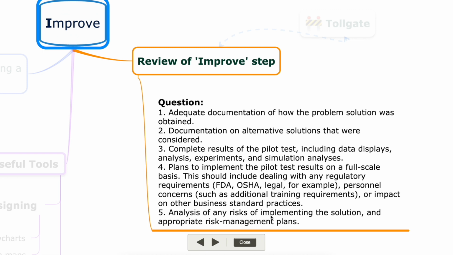And analysis of risks of implementing the solution, and appropriate risk management plans. If there are risks which we can anticipate in this project, then what are the plans in order to manage those risks, how we can overcome those risks. So all of these things must be included in the improve step before we move towards the last step of the process, which is control.